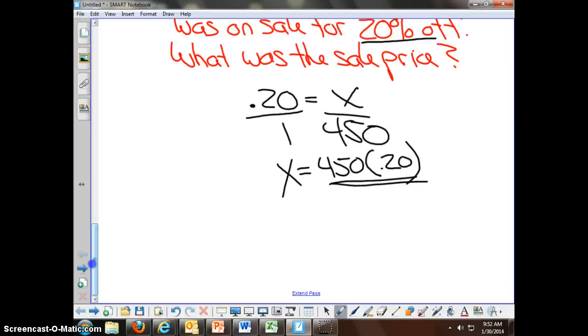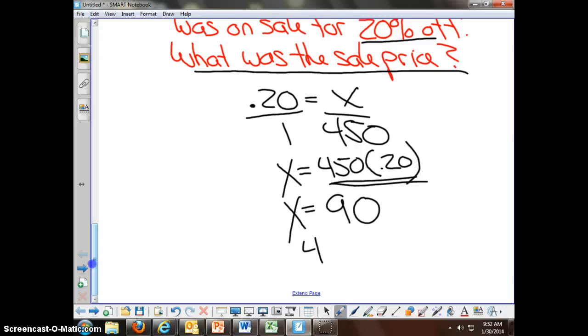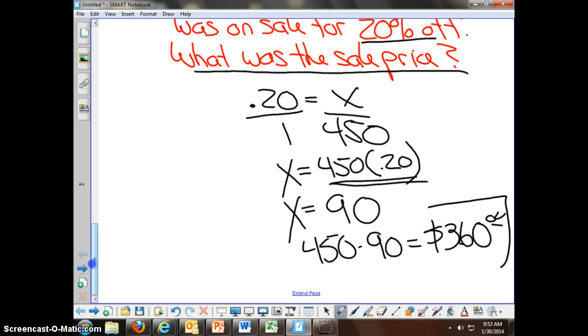Okay, cool. So what is 450 times 0.2? 90. Are we done? No, you have to subtract 90 from 450. We want to find the sale price. So we're going to do 450, subtract 90, and what is that? 360 bucks. Lily, $360 for your Blu-ray.